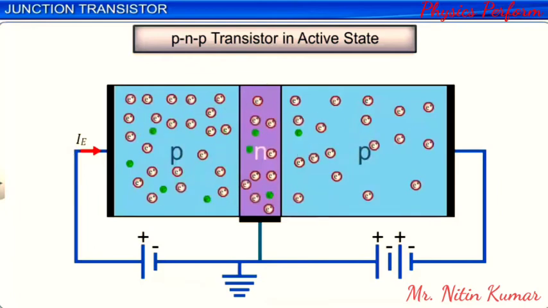A PNP transistor is represented by the symbol as shown. Note that the direction of the arrow indicates that in a PNP transistor, current is directed from the emitter to the base.